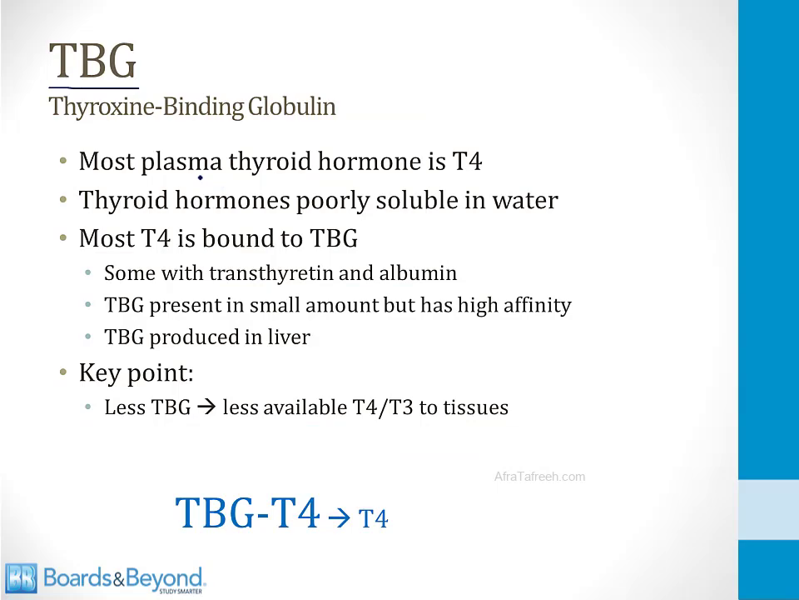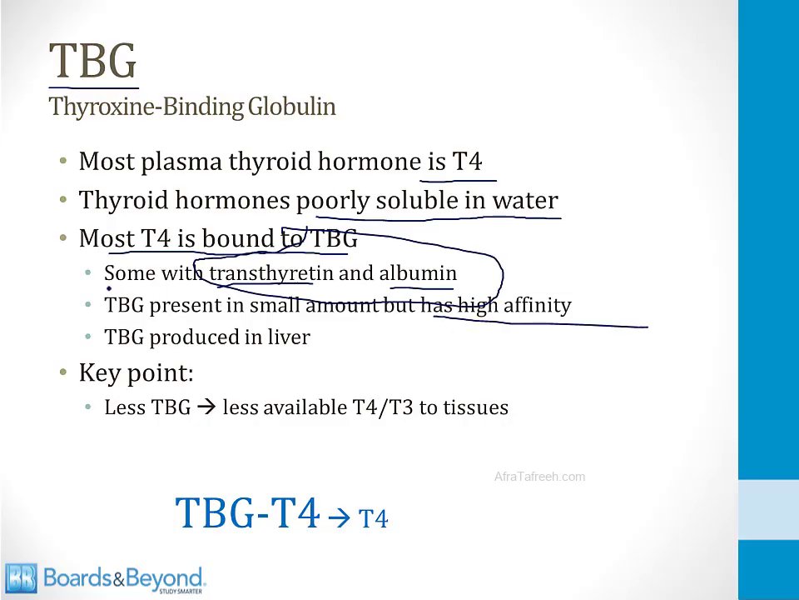As I mentioned before, most of the thyroid hormone found in your plasma is T4, and T4 as well as T3 is poorly soluble in water, so it needs help to carry it through the serum, and that help comes from TBG. Most of the T4 in your plasma is bound to TBG. Smaller amounts are bound to albumin, and there is some bound to a molecule called transthyretin. TBG is actually present in the smallest amount of these three structures here. However, it has the highest affinity for thyroid hormone, so as a result, most of your T4 is bound to TBG, and it's produced in the liver and found in the plasma.